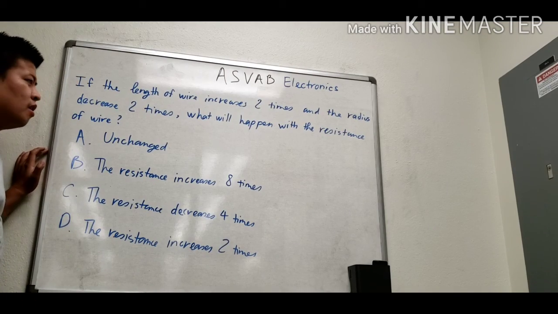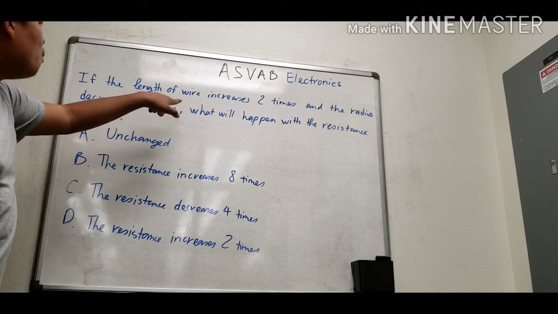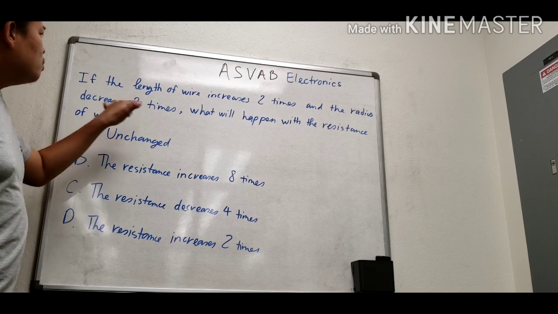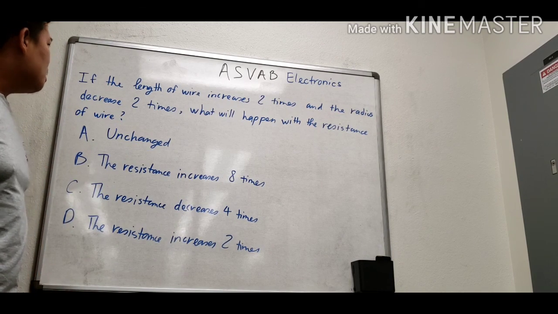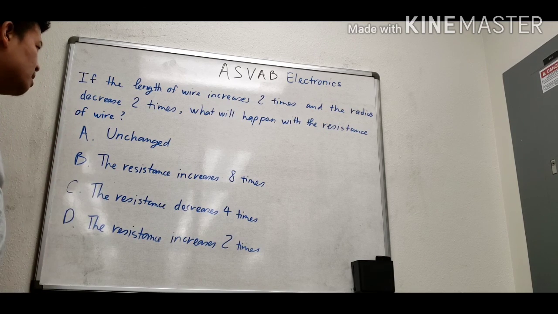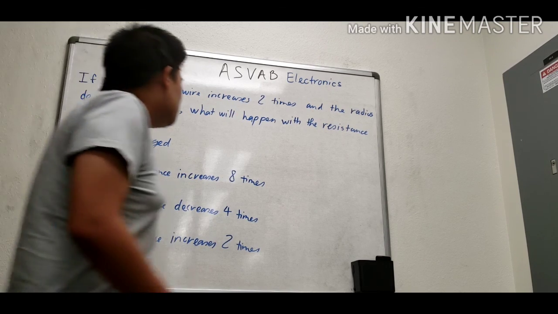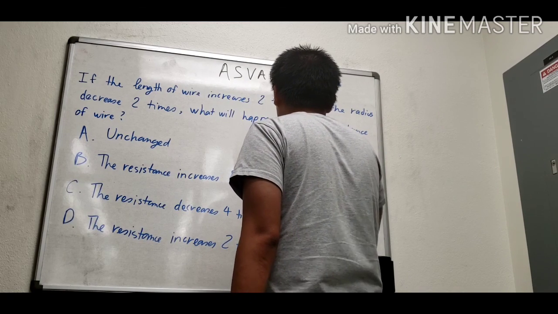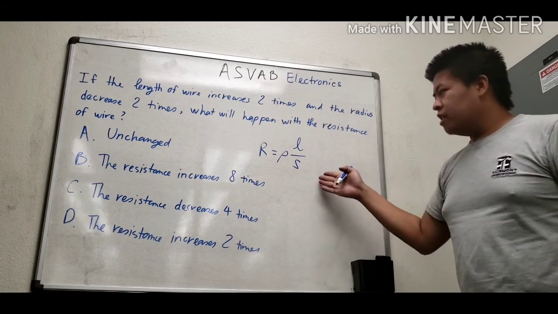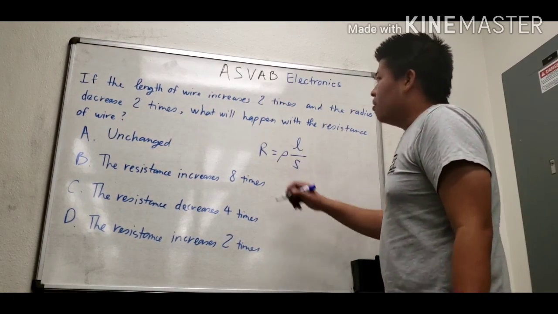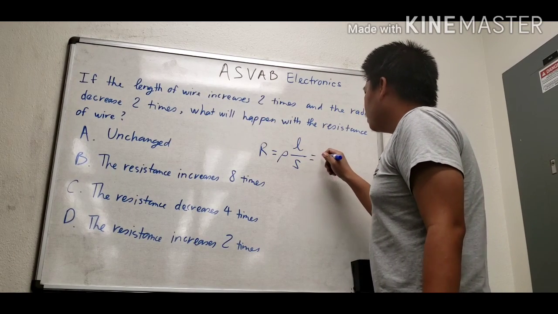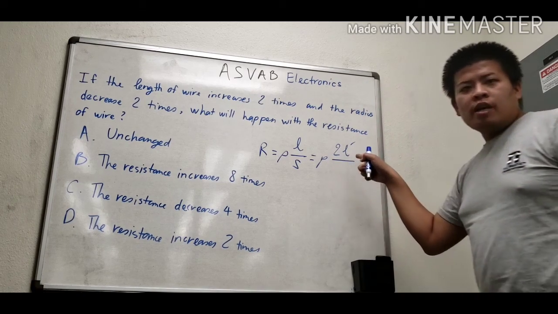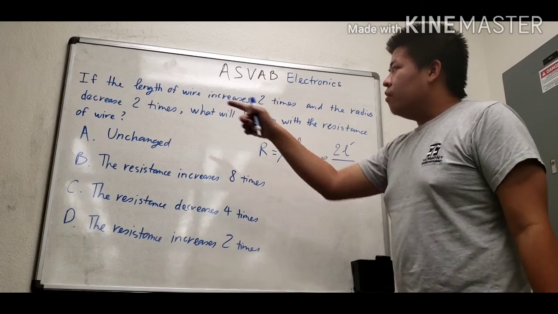We have a real question on the ASVAB. If the length of the wire increases 2 times and the radius decreases 2 times, what will happen with the resistance of the wire? We have A, B, C, D. To do a question like this, we just use the formula. Here, that's the basic formula. So right now, the wire length increases 2 times. We have the wire in here. So this is 2 times right now, and the radius decreases 2 times.